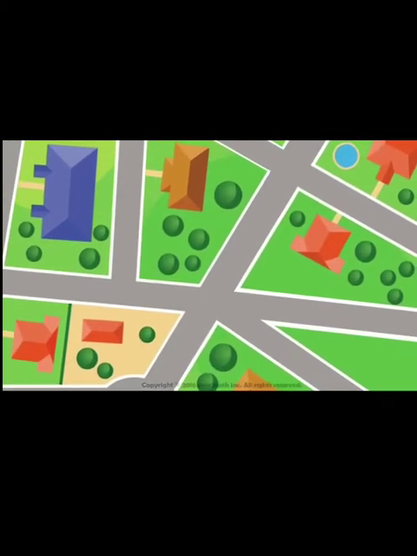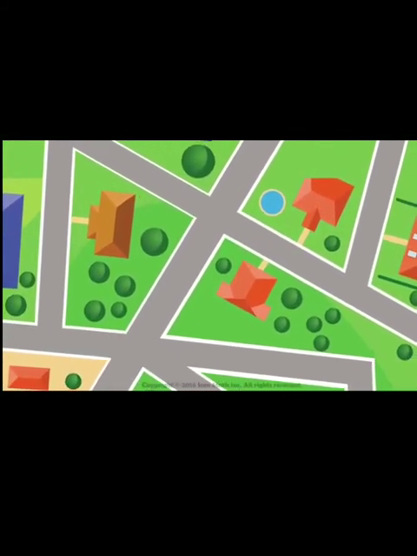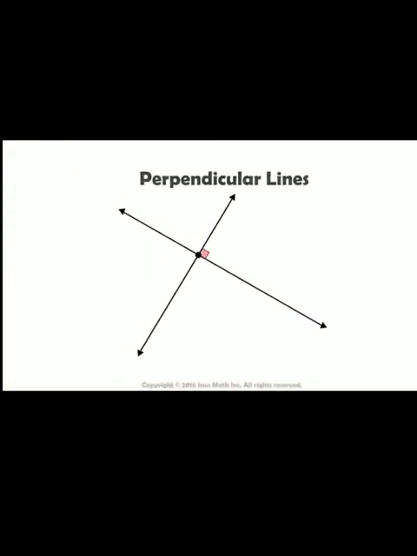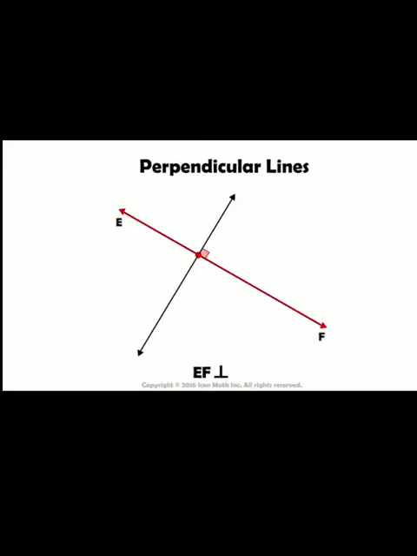Let's go back to our image. Assume that we have another two cars moving as on the screen. The two lines representing the cars' movement will intersect, as you can see, and we get an angle. Doesn't it look familiar? Yes, it's a right angle. We can double check by using our model angle. In this case, we call the intersecting lines perpendicular lines, and we use this symbol to say that line EF is perpendicular to line XY.